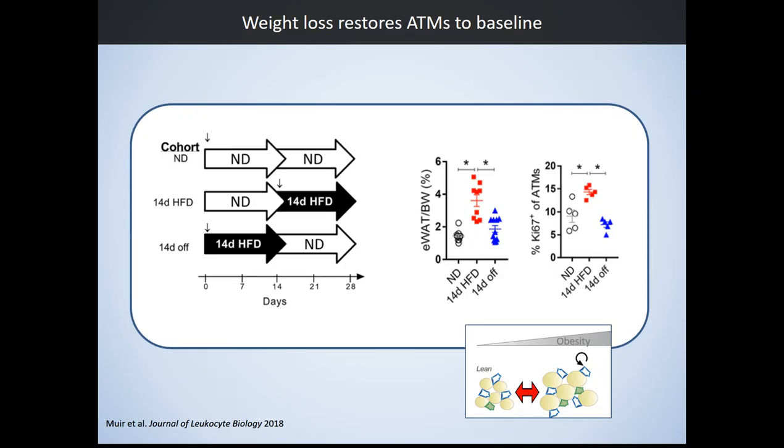This one here? Okay, so this is the frequency of macrophages that are proliferating. We can see that the proliferating macrophages increase over 2 weeks of high-fat diet, and then with weight loss, that decreases back to the baseline.